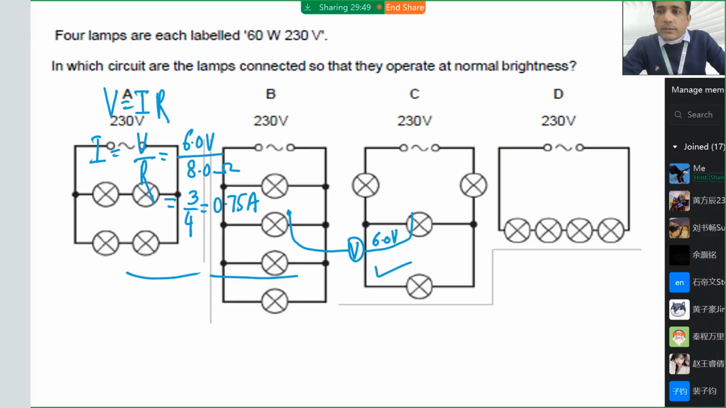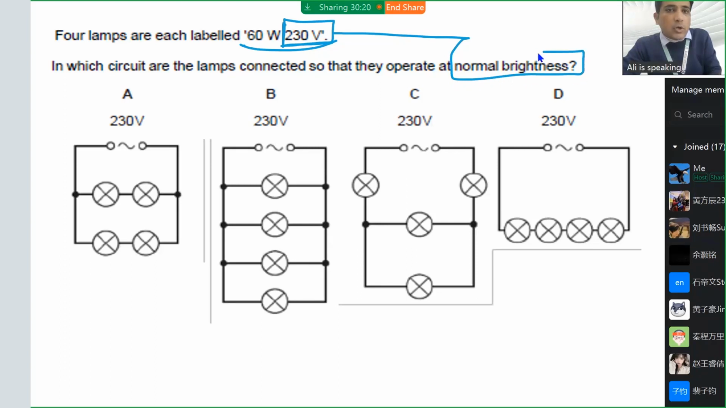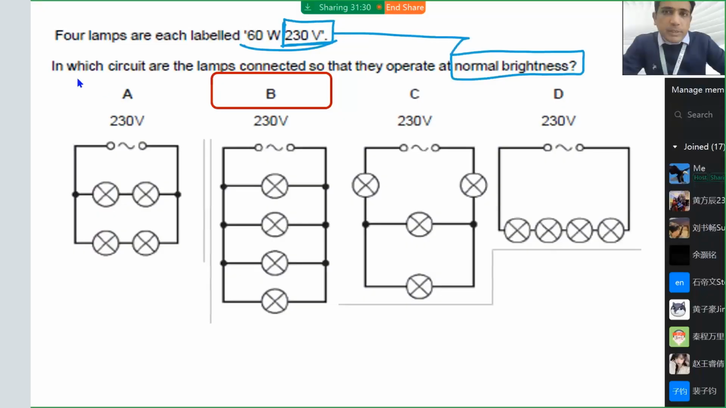Here is another question about normal brightness. We have done a similar type of question before. Now I hope you can answer this one by just looking at this problem. I have explained this part and this one. So if we want this much power out of the light bulb, how much voltage do we need to supply? We need to apply 230 volts across the light bulb for normal brightness. These are the key points you need to understand. Now please try to figure out the answer. Let me show you the answer. I hope you will say the answer for this question is B. B is the right answer.